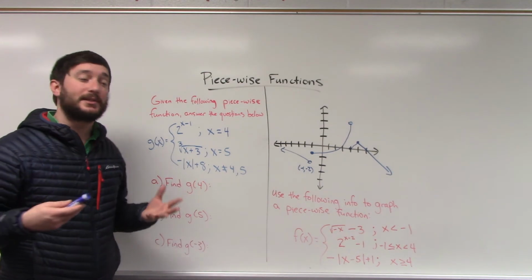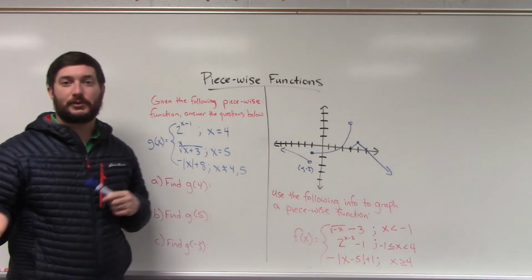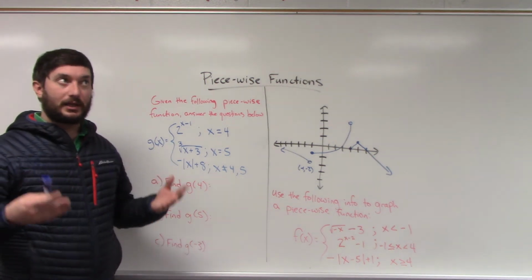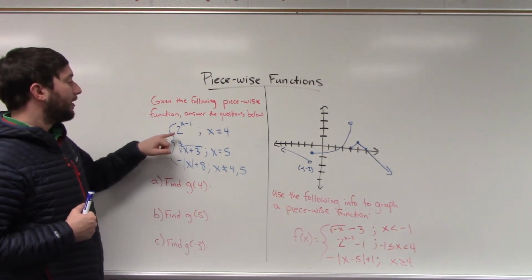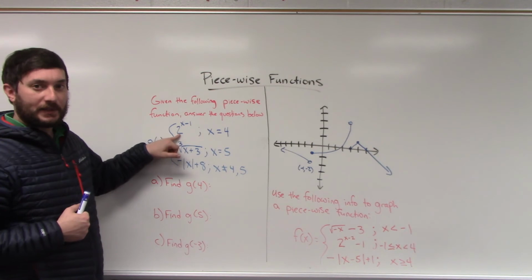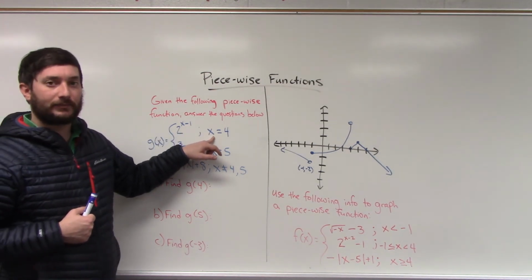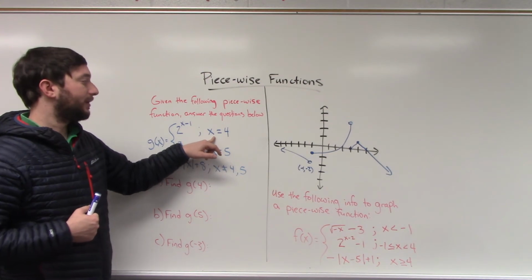So you still have 3 pieces, but now there's no less than or equal to or greater than or equal to symbols. What does this mean? Well, it still has restrictions, right? One piece is an exponential function, and it's allowed to exist when x equals 4. Can it exist when x equals 5?